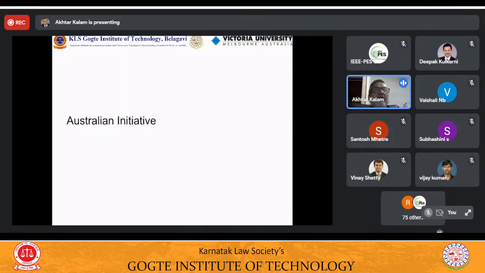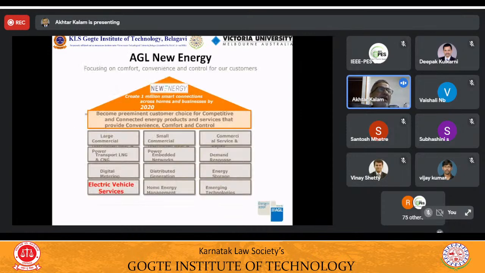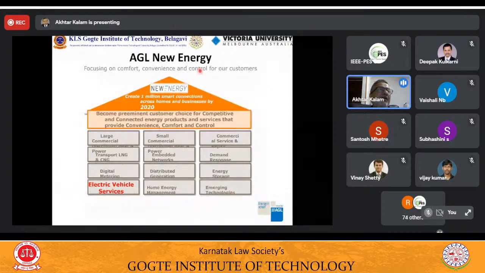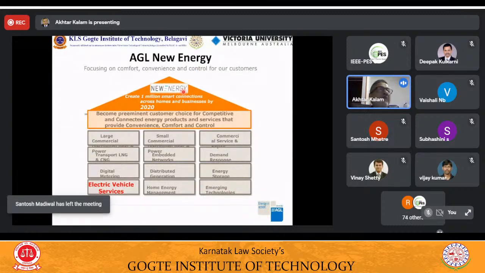Now I'd want to talk about the Australian initiative. In the Australian initiative, we have got new energy at the moment, which is looking at comfort, convenience, and control for the customers. And most of our customers will have smart connection. Last year, most of these connections were made. And prices are competitive and connected energy that provides company, convenience, comfort, and control.